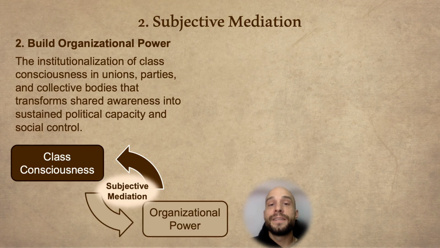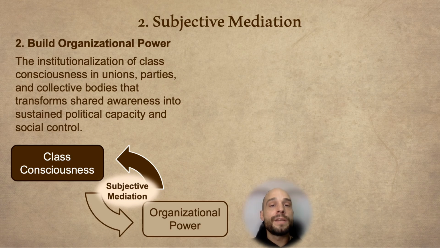Class consciousness takes us to the second moment of subjective mediation in Avineri's path to a worker state: building organizational power. If class consciousness is the recognition of a shared structural position formed through material experience, organizational power is how that consciousness is made durable, effective, and politically consequential. Without organization, consciousness remains episodic and fragile. Gains are lost as easily as they are won. With organization, political victories can be maintained and built upon.